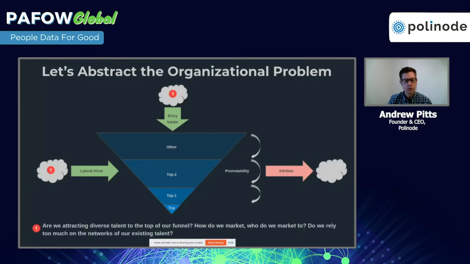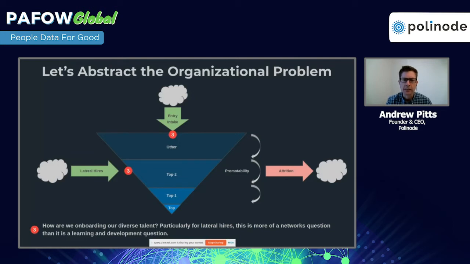So the first question here is, are we attracting diverse talent to the top of our funnel? How do we market? Who do we market to? Do we rely too much on the networks of our existing talent? So that's a network question at the top of the funnel. Question 2, how do we ensure an equitable hiring and decision-making process? And that's for lateral hires in particular. Are they coming in at the right level and with an appropriate, and by appropriate I mean equitable, benefits and compensation package? Question 3, how are we onboarding our diverse talent?